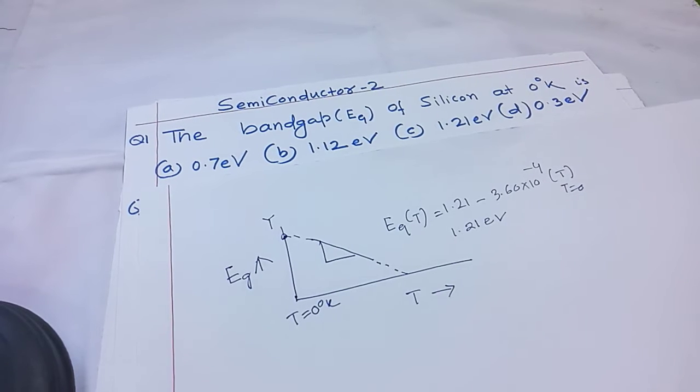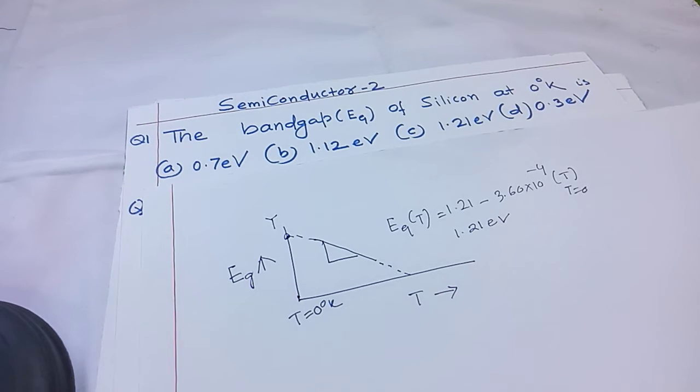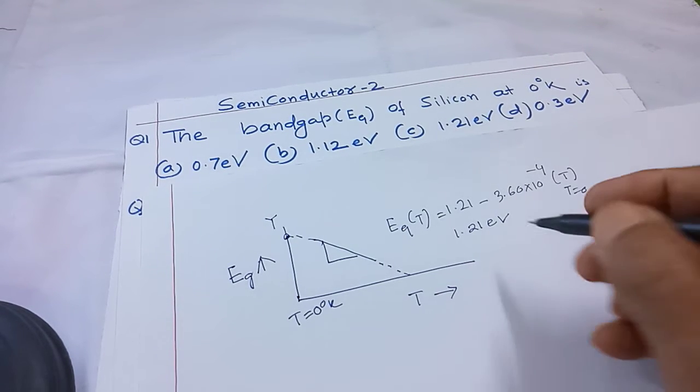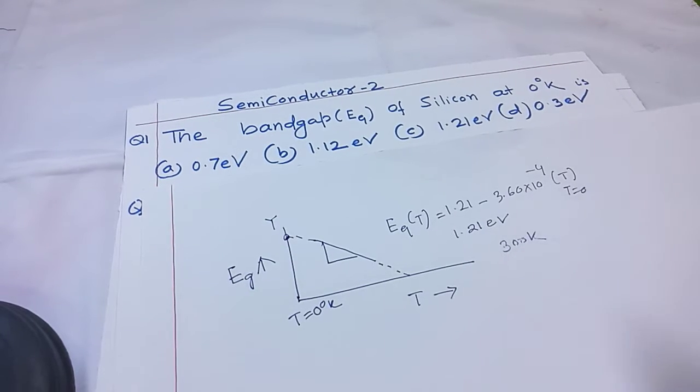Now, usually we say that the energy gap for silicon is 1.12 electron volt. That is at room temperature. Ordinarily, we take room temperature to be equal to 300 Kelvin.